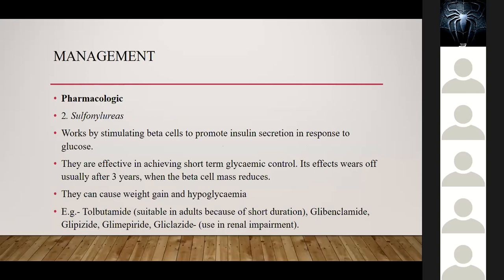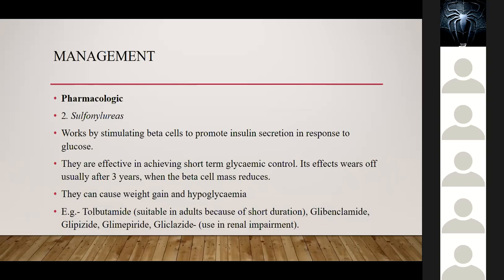Of course, they come with trade names. Glimepiride is the Amaryl, your gliclazide, you are looking at your Diamicron and all those things. So they come with trade names. It's good to know the trade names as well, or the brand names. So what a sulfonylurea does is the opposite of what the biguanides will do. The sulfonylureas will stimulate the beta cells to make insulin in the presence of glucose.